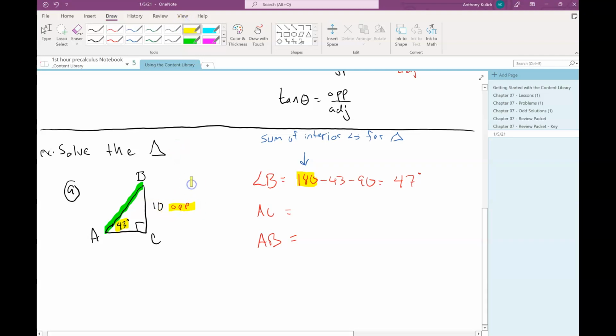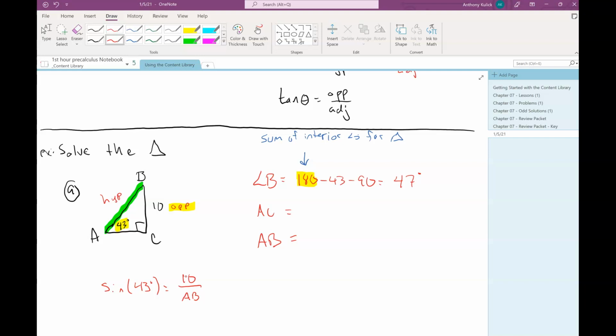The side we're looking for, AB, is opposite, adjacent, or hypotenuse? Hypotenuse. So we have opposite, we're looking for hypotenuse, we should use sine. So we can say sine of 43 is equal to opposite over hypotenuse. Everybody good with how I set that up?